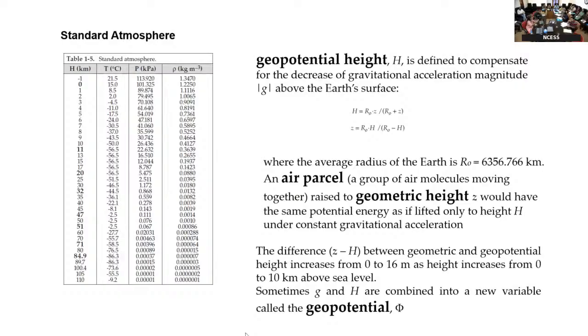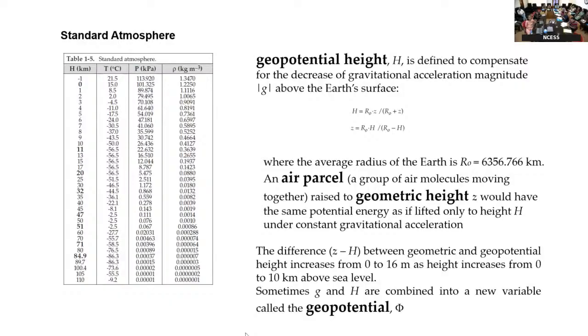It is gaining the same energy with constant gravity. Usually that difference will be approximately 0 to 16 meters. The difference between geometric height and geopotential height will be between 0 to 16 meters as height increases from 0 to 10 kilometers above sea level. Because we need to consider the gravity constant, we give an approximation to the height to make this gravity constant.